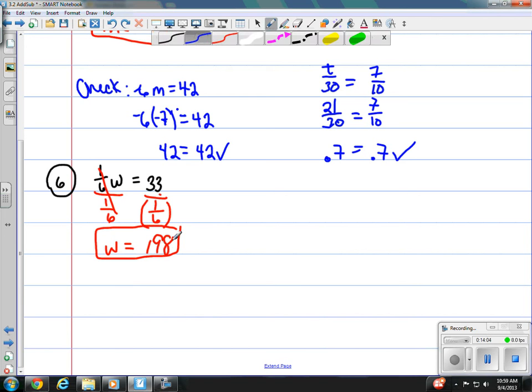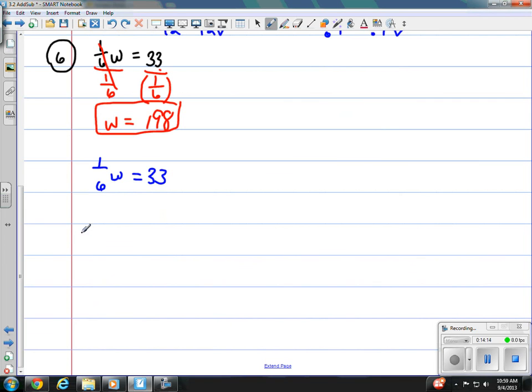And last, check. Once again, we say 1/6 times W equals 33, except we're now going to replace W with 198. So 1/6 times 198 equals 33. Place that in your calculator if you need to. You can do 1 times 198 is 198. 198 divided by 6 gives us 33. And 33 equals 33. So we check.